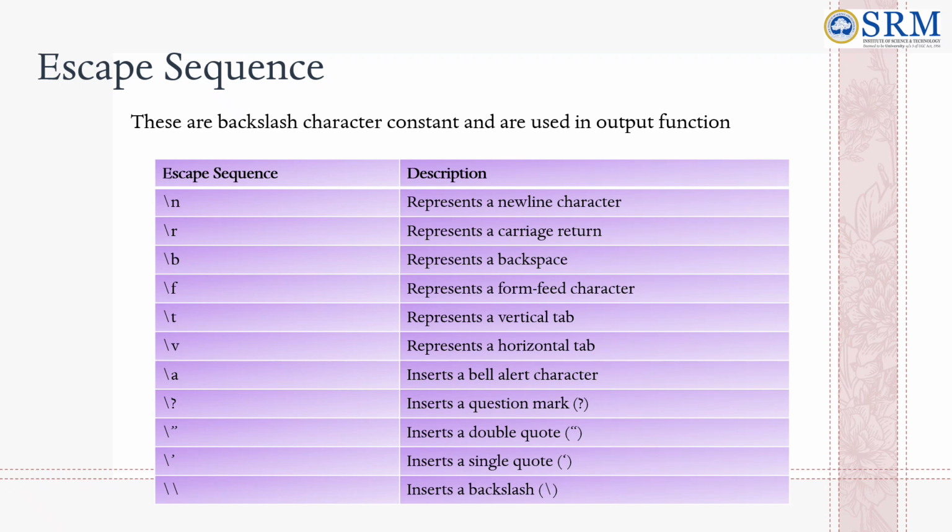Backslash n represents a new line character, so it helps you to take the cursor to the next new line when printing the outputs. Similarly backslash t represents a tab. It is going to give tab space between the outputs getting printed. The other backslash escape sequences are very rarely used, and we will understand about these things during programming.